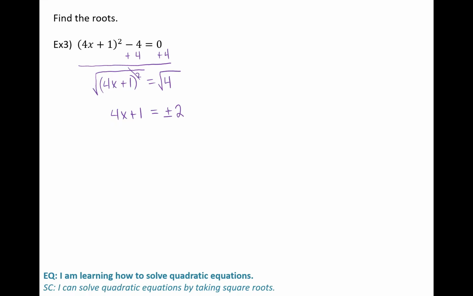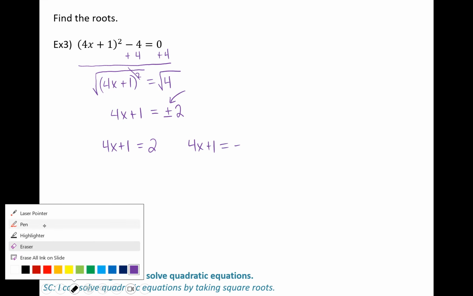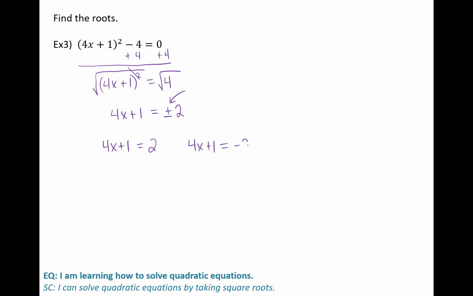But here, because we have just plus or minus 2, we're going to split this based on that plus or minus. We're going to say, well, 4x plus 1, it could equal a positive 2, or 4x plus 1, it could equal a negative 2. So those are our 2 options, or the 2 possible outcomes for that previous square root of 4. All right, so I'm going to solve each one of these.